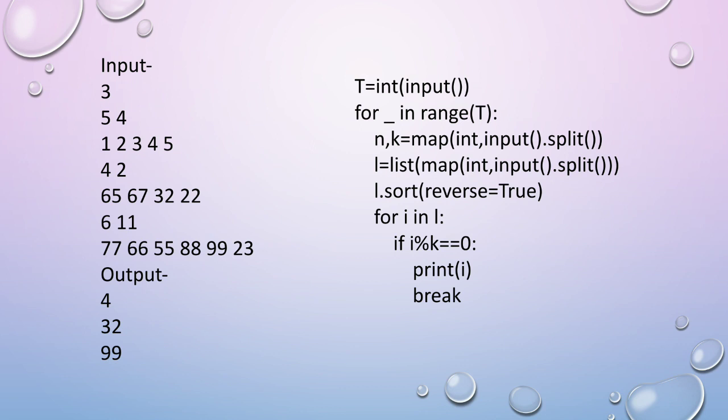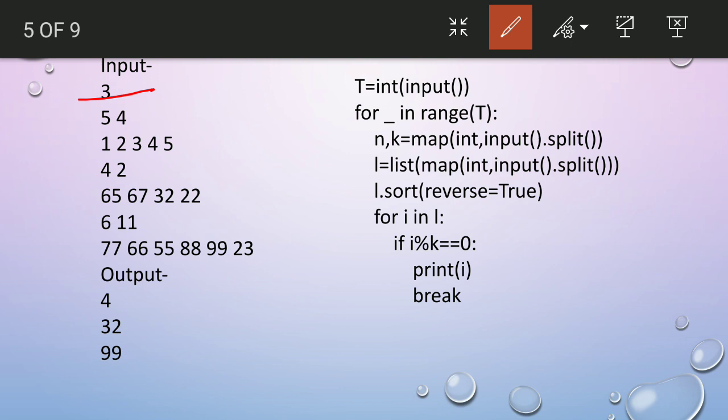See, same, we have to take the number of test cases, which is 3. Then we need to take n, that is the size of the list, and k to check for divisibility. We check whether an element in the list is divisible by that particular element, which is stored in the k variable, that is 4 or 2. So the only thing is we need to print the maximum value only. So same, we have taken n comma k, we have taken the list elements.